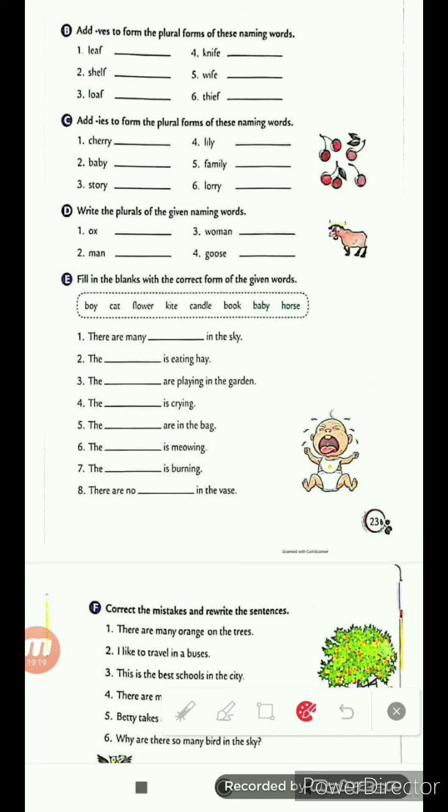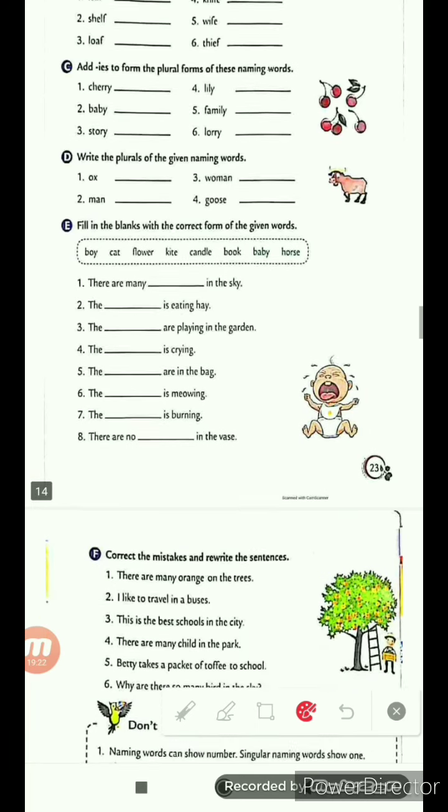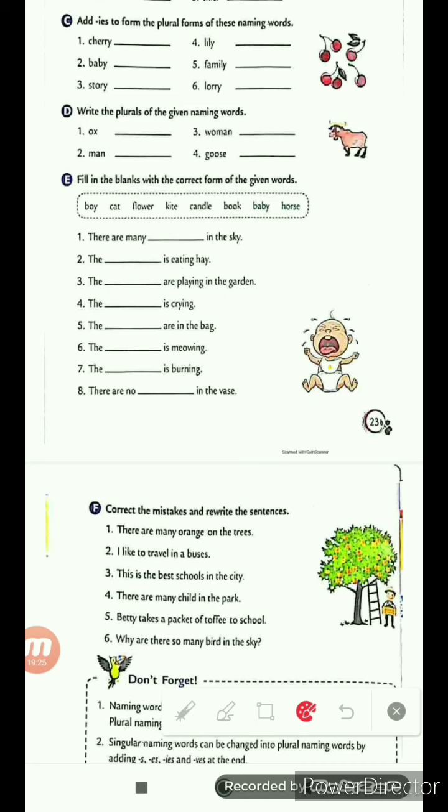So next is fill in the blanks with the correct form of given words. So here are some of the words and you have to write the correct form. There are many dash in the sky. What are we going to write here? See what words are written? Boy, cat, flower, kite, candle, book, baby, horse. What can you see in the sky? Kite. So there are many kites. It will be kites.